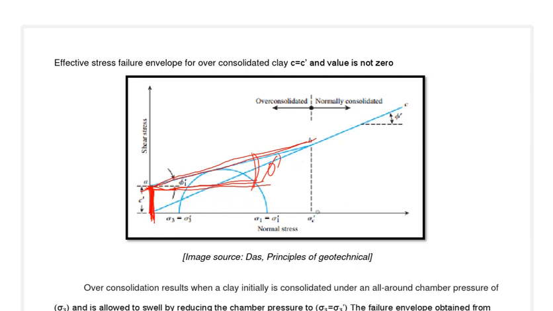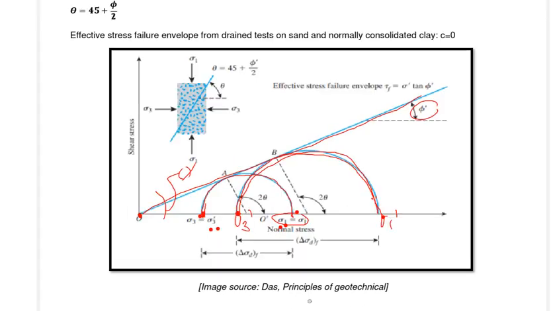Hindi na yung x-axis. Hindi na tayo magsa-start sa x-axis. This is for over consolidated. So, pag hindi normally consolidated, may cohesion tayo. So, using this failure, yung two failure circles natin, we can plot the failure envelope as the line tangent to the circle. So, ito, and compute for the phi and cohesion.